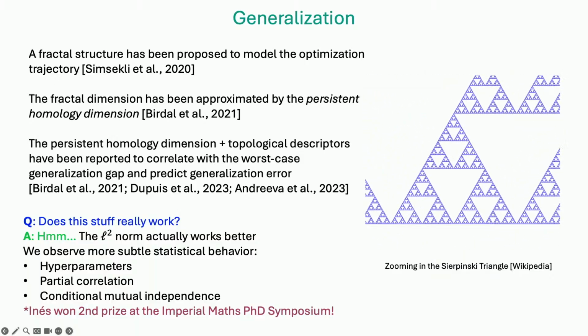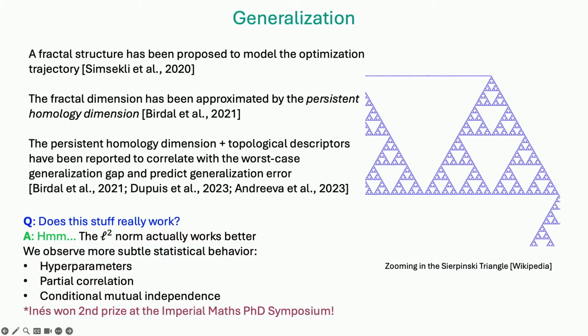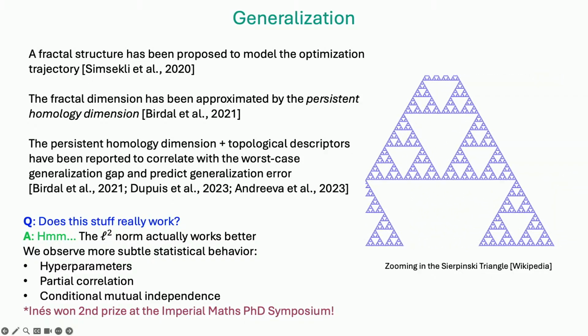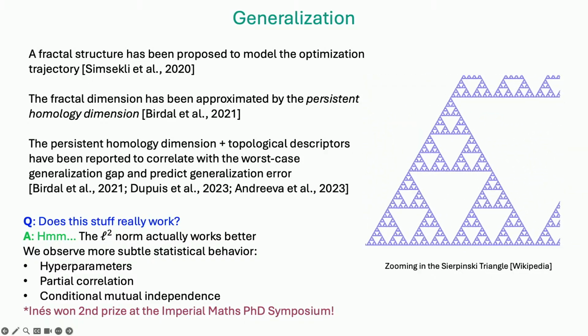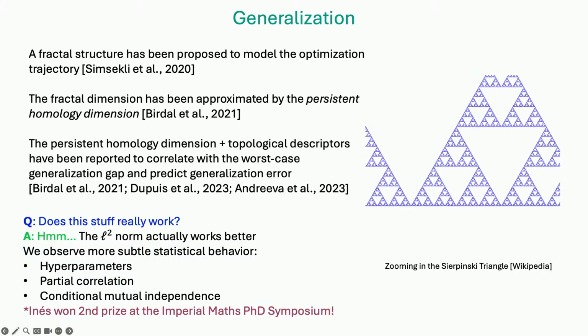In this particular case, it turns out that you need to take into account things like hyperparameter tuning, partial correlation. You should look at the conditional mutual independence as well.